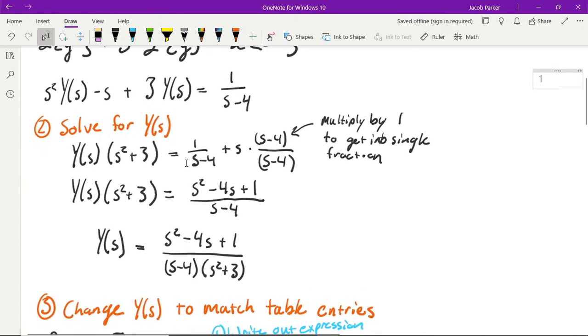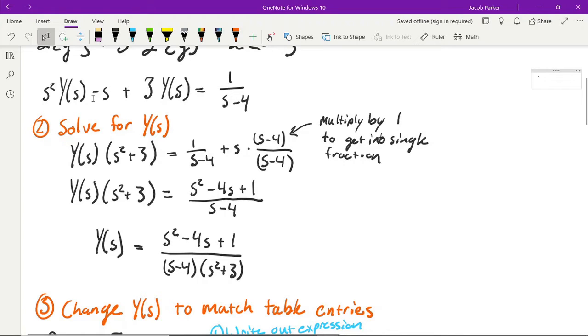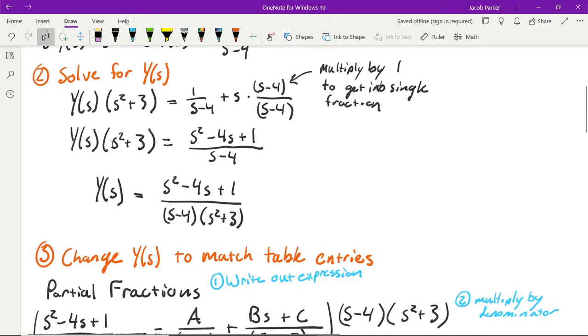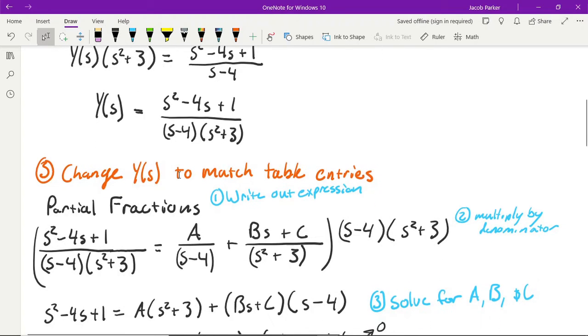The second step is to solve for y of s. So we move this little s over and factor out the big Y of s, and then we'll need to multiply the little s by 1 to get this all into one fraction, and then we'll divide by this s squared plus 3 to get this expression here. The next step is to change the y of s to match the table's entries.